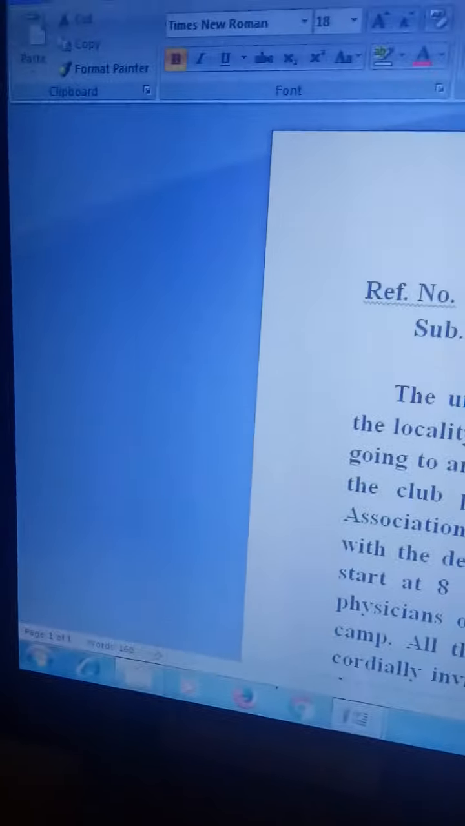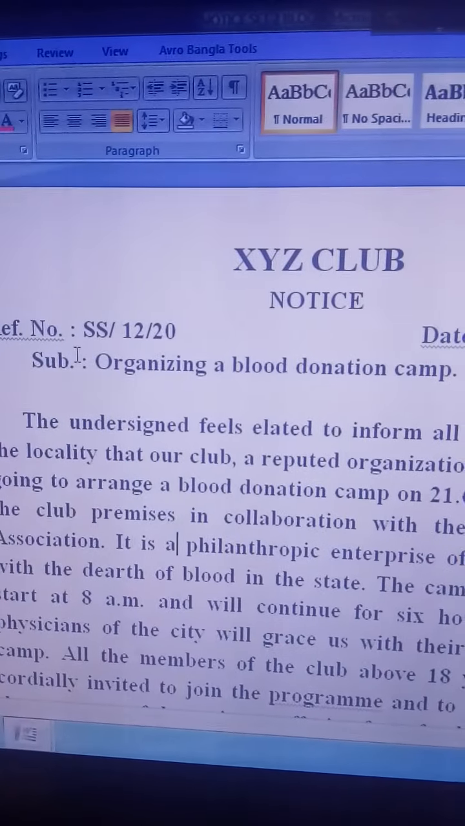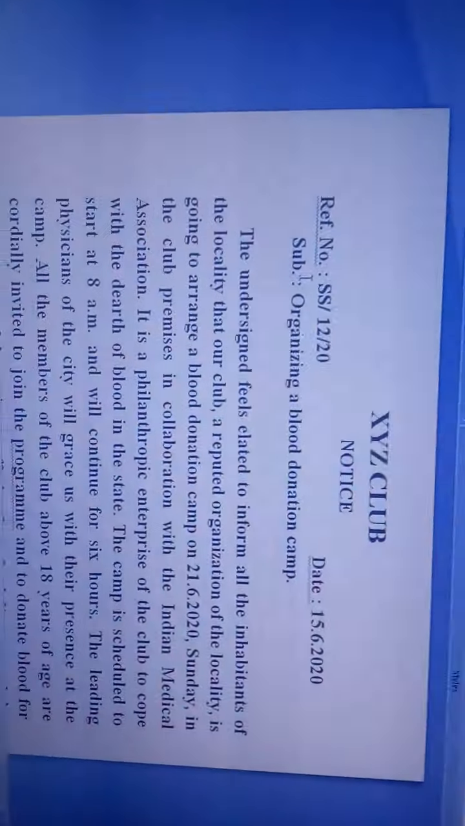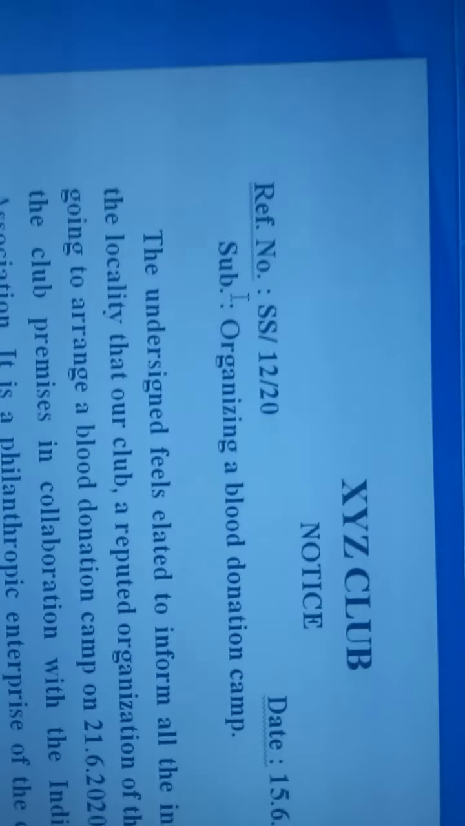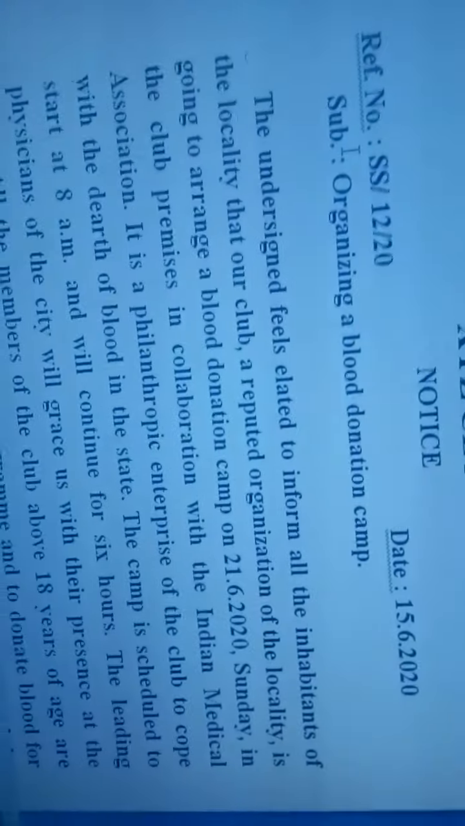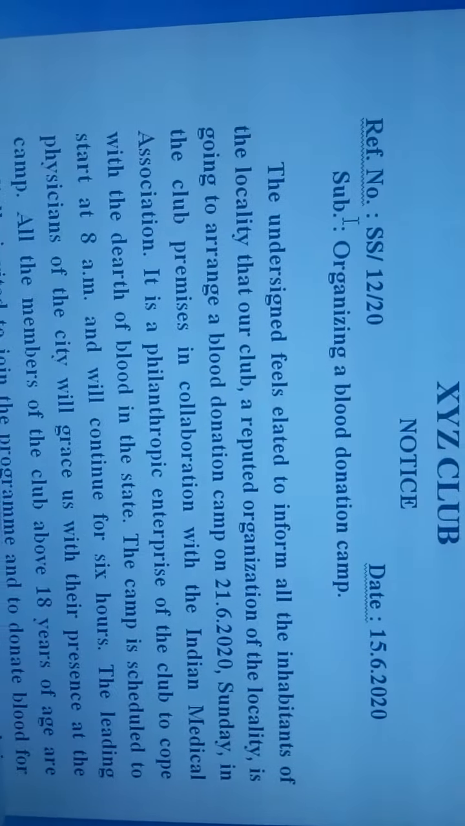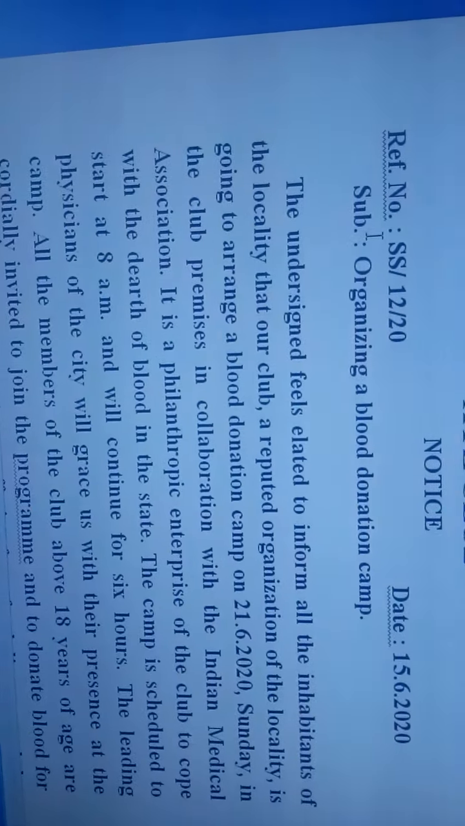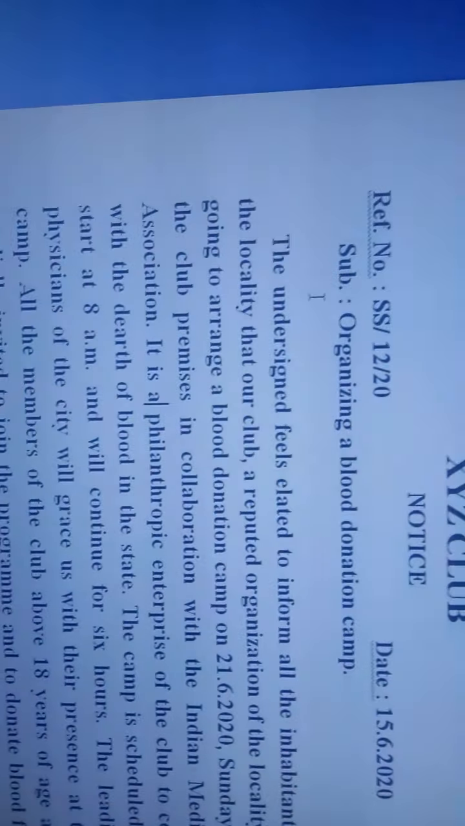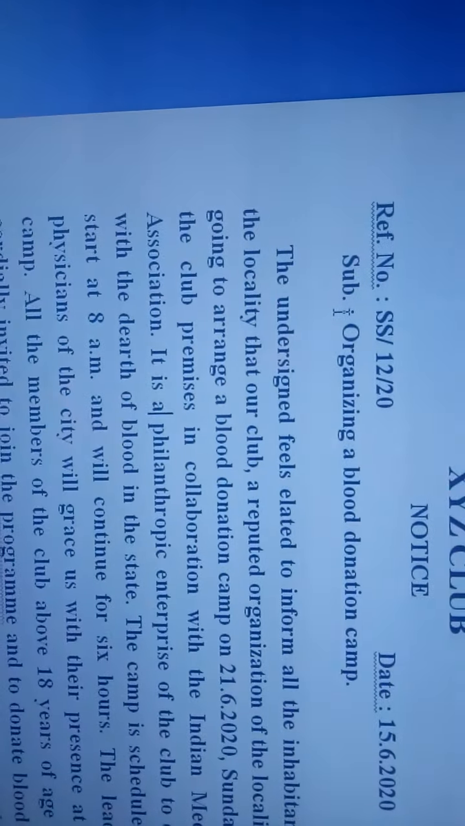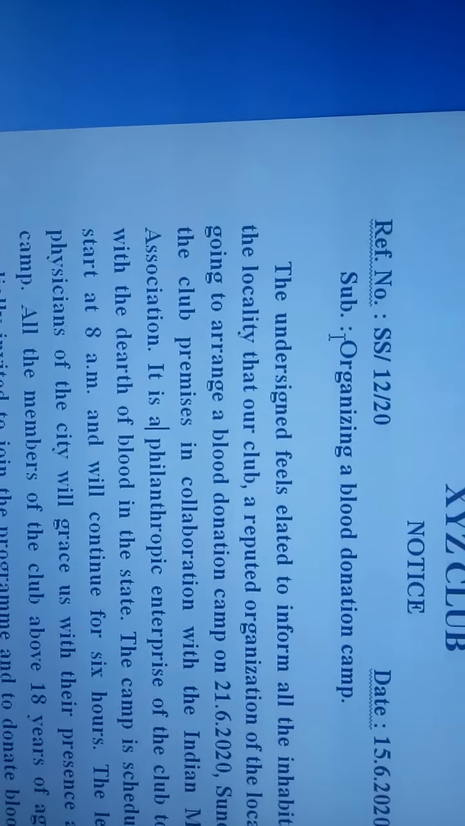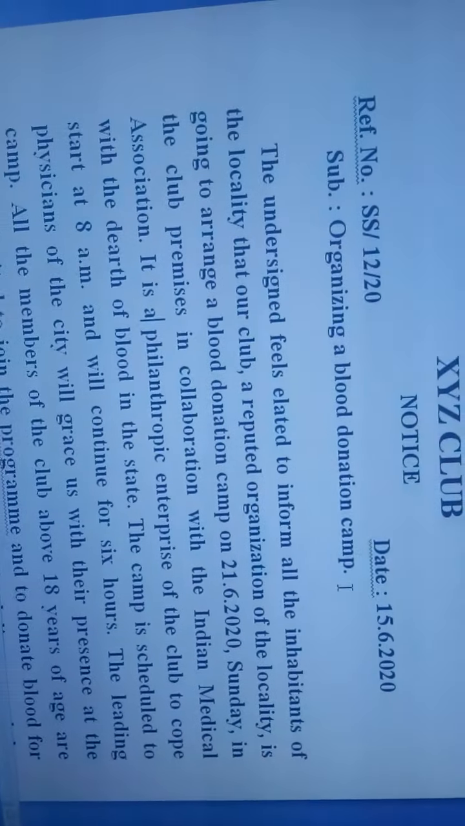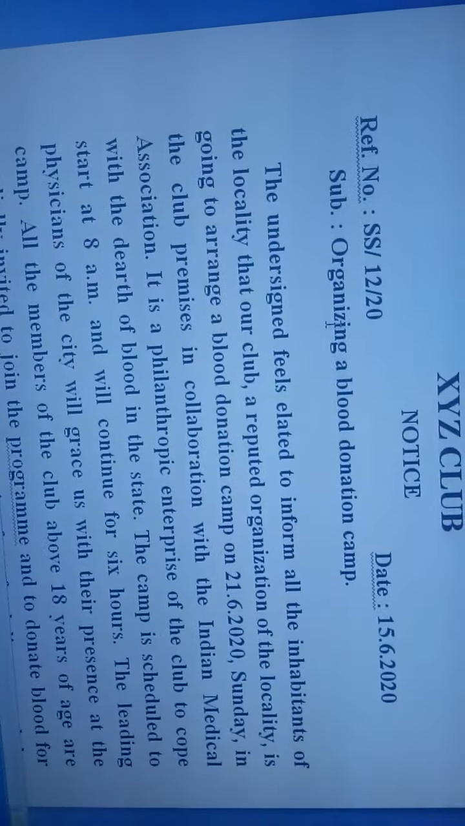Now just below this you have to write the subject: organizing a blood donation camp. As you are issuing the notice about organizing a blood donation camp, in the place of subject you just write sub dot colon, and after that organizing a blood donation camp. Now come to the point.